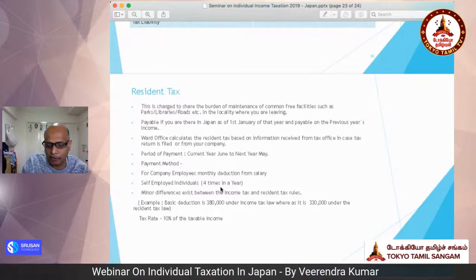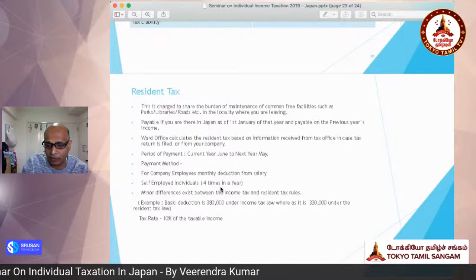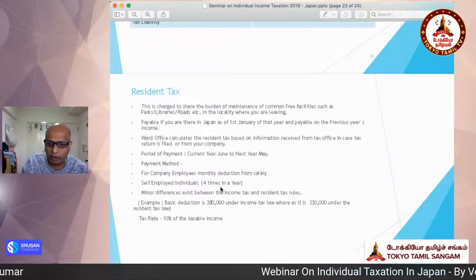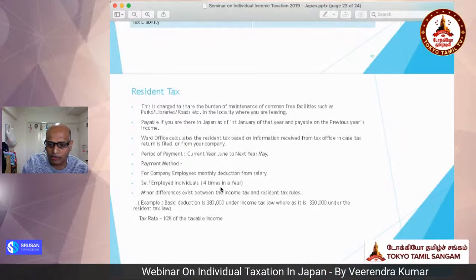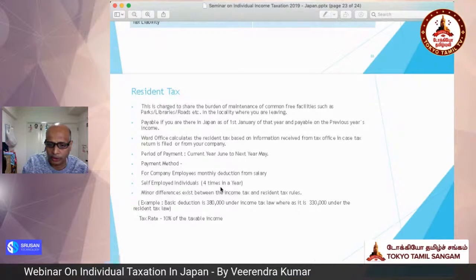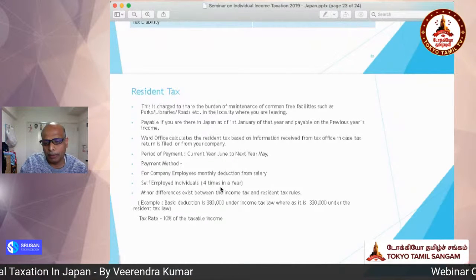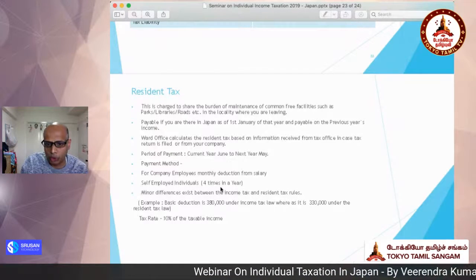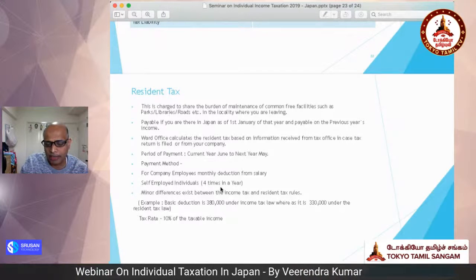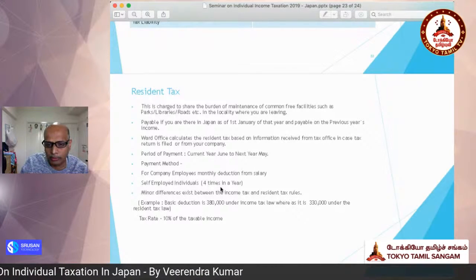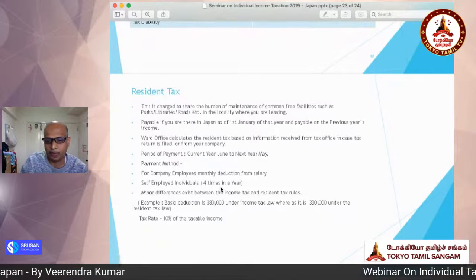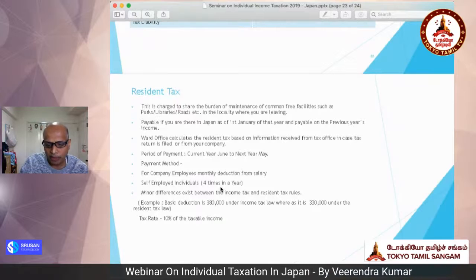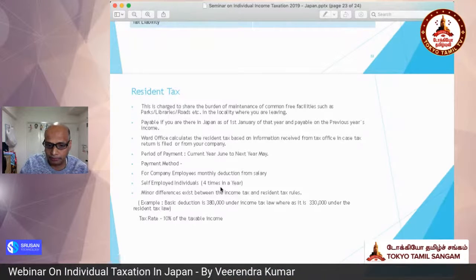Some minor differences do exist between the income tax and resident tax rules. For example, the dependent deduction available under the income tax law is 3,80,000. However, under the resident tax law, it is only 3,30,000. All this information will be in one small document which the ward office shares with you through your employer. Probably it will be only in Japanese, so you need to take some time to understand the content of that document. And the tax percentage is 10% of the taxable income.